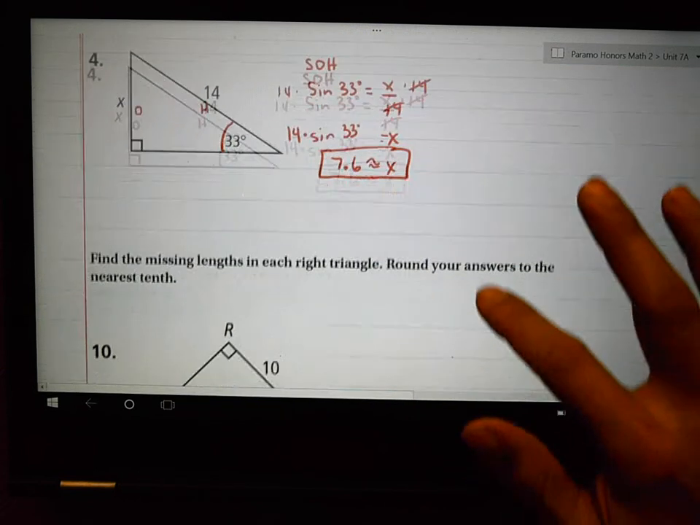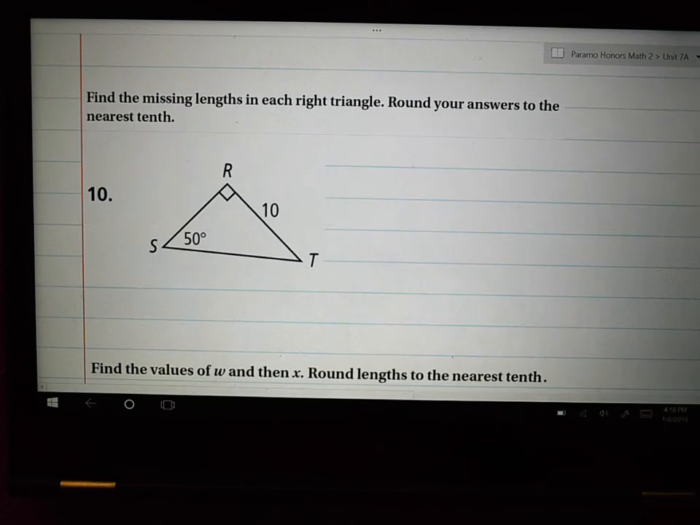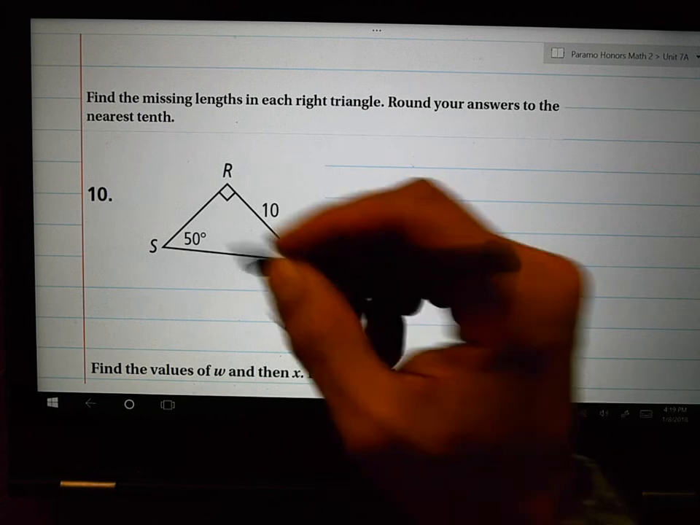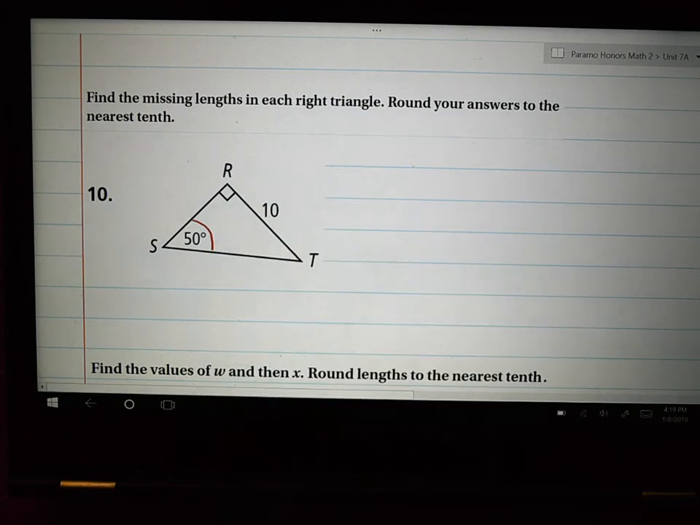Going to number 10. Find the missing lengths in each right triangle. Round your answers to the nearest tenth. We're going to follow the same steps we did before. Highlight the angle. It says the missing lengths. So we're going to have to figure out what this is.